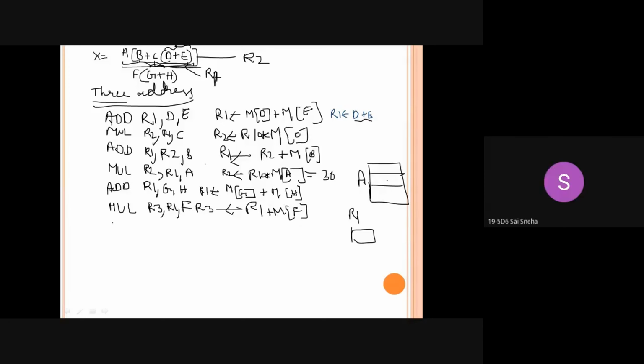Next operator. Into. Yes, R1 into, this one is into. Okay, next operator. Division. Yes, division.